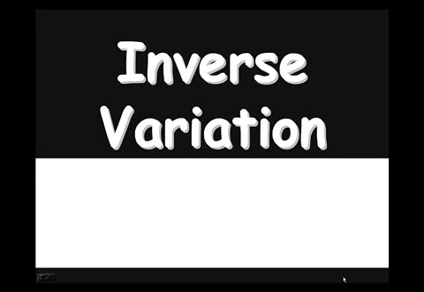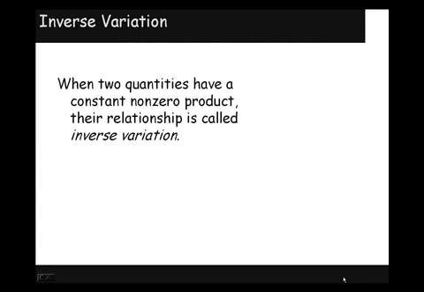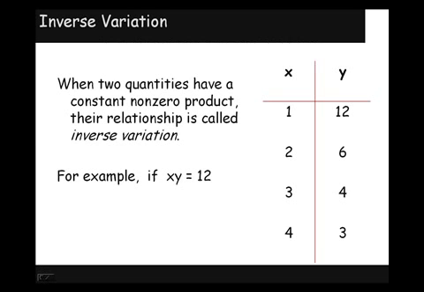This lesson is titled Inverse Variation. When two quantities have a constant non-zero product, the relationship is called inverse variation. For example, if x times y equals 12, we would see the following values in the table.